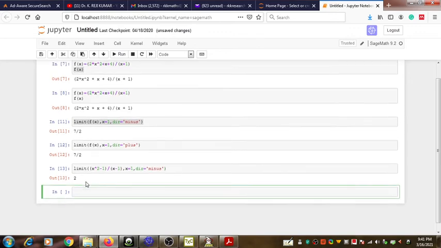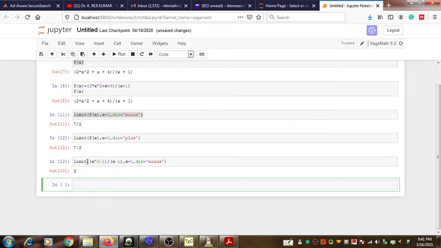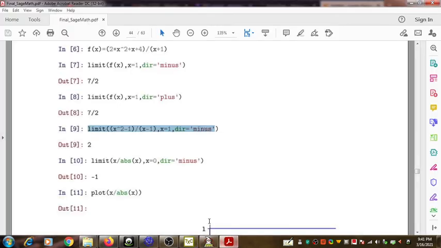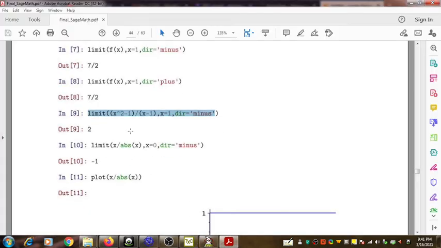Yes, 2 is there. So that typing is correct, the syntax is okay. Thus we have got that answer. Next, let's find another limit.